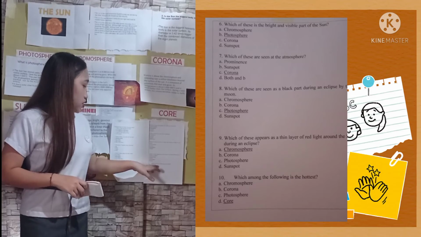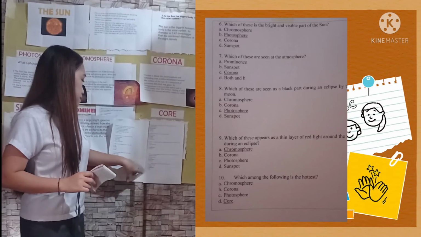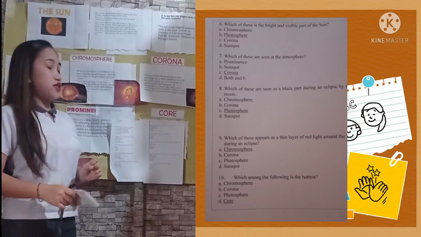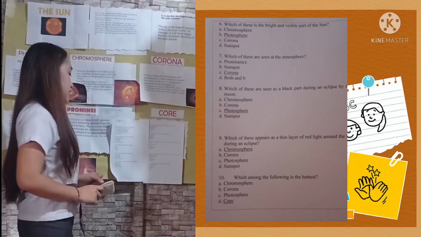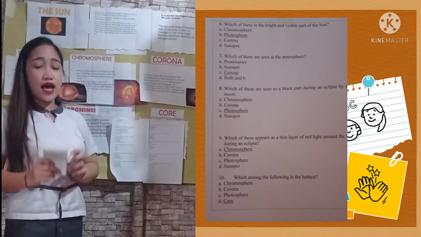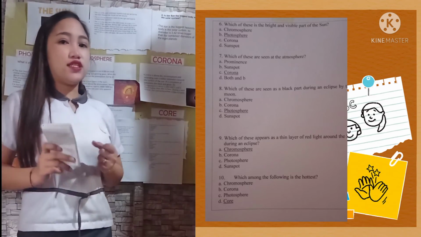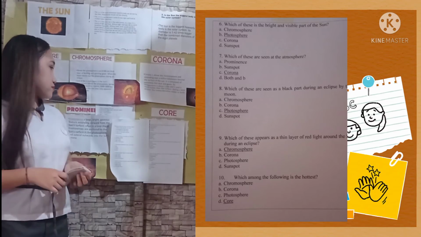Last but not the least, number 10. Here is the question. Which among the following is the hottest part of the sun? Letter A, chromosphere. Letter B, corona. Letter C, photosphere. And letter D, core. What is the answer? Okay, letter D, the core. The core is the hottest part of the sun.